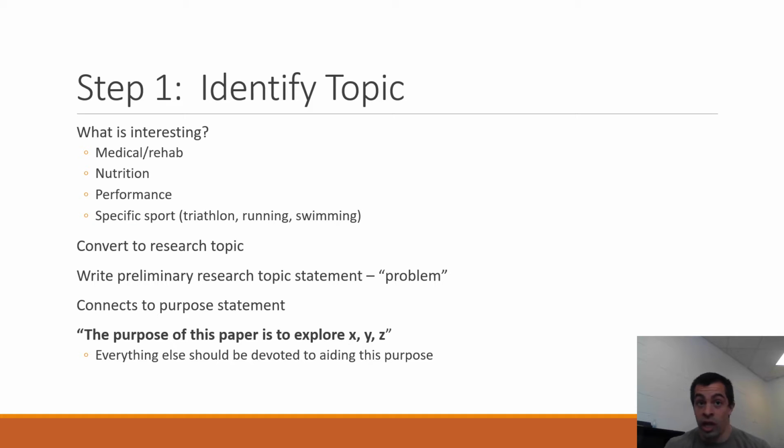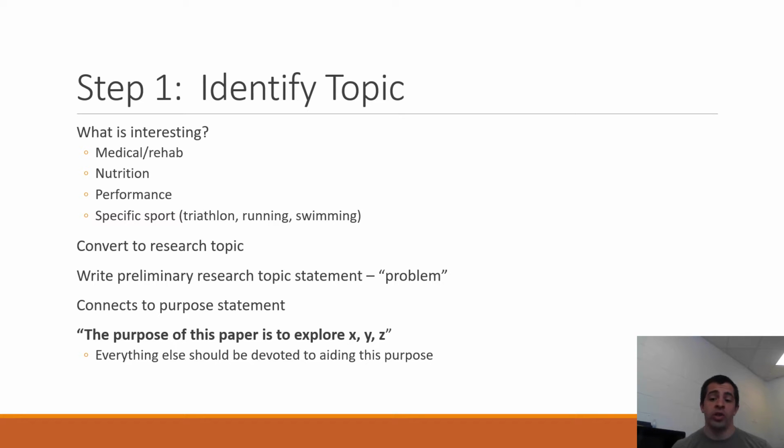So if you're looking at, again, minimalism, the purpose of this paper is to explore the efficacy of running minimalism as compared to maximalism. The purpose of this paper is to explore periodization of endurance training. The purpose, okay, you have to have that. It informs me, the reader, exactly what you are trying to explore or research throughout the rest of your paper.